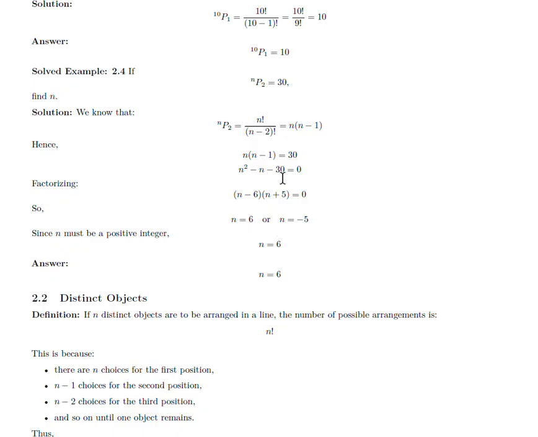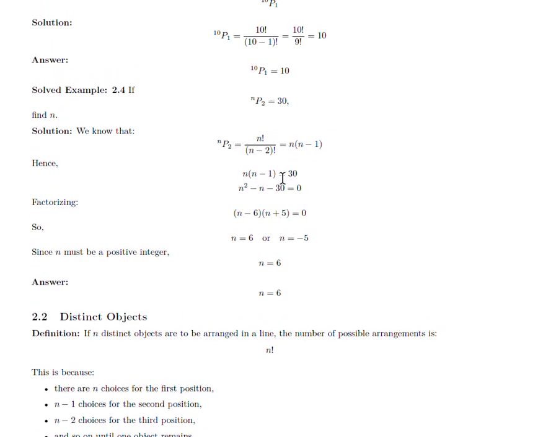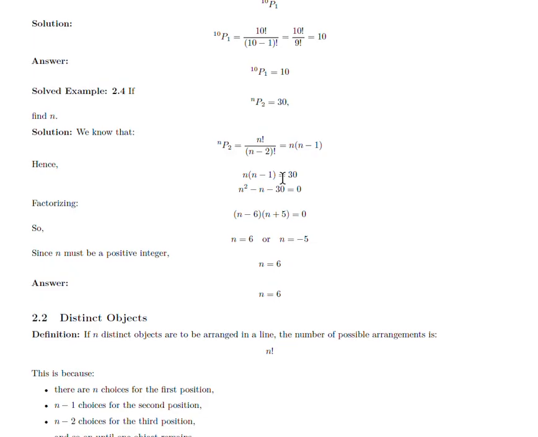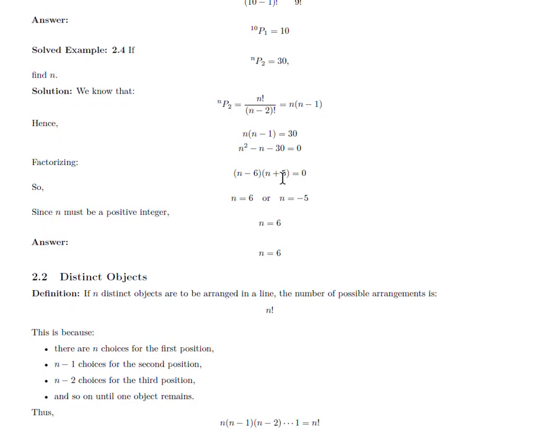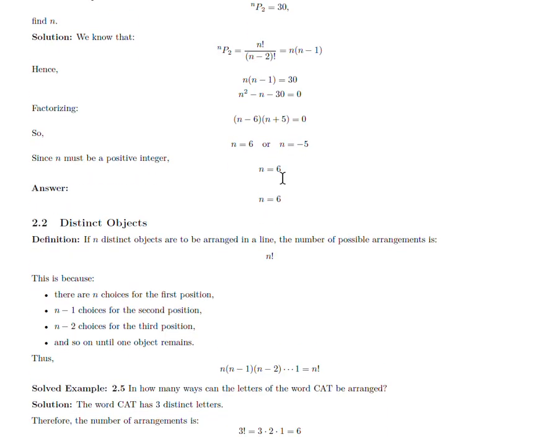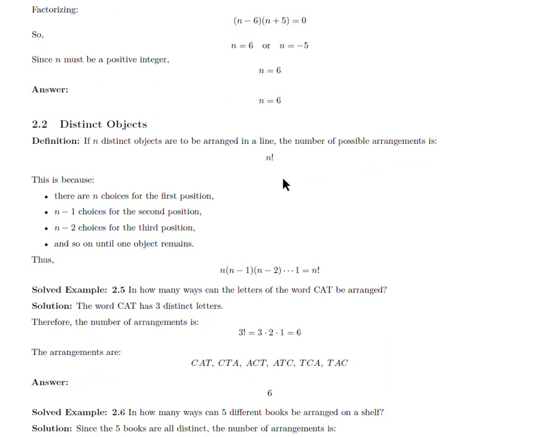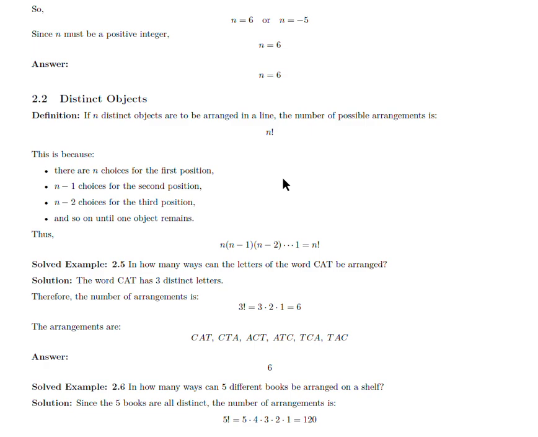Right? We don't have factorials for negative numbers. Our n is taken from the set of natural numbers, only counting positive counting numbers. Next we have a case with distinct objects.